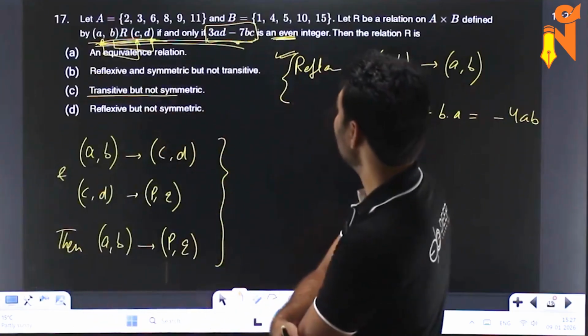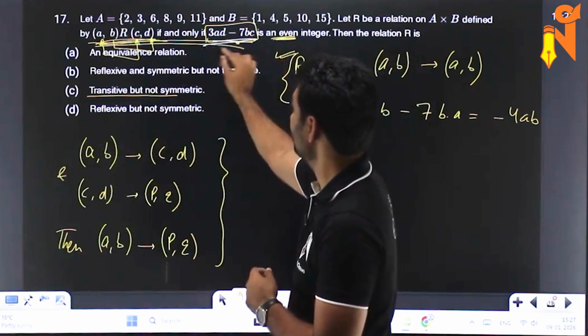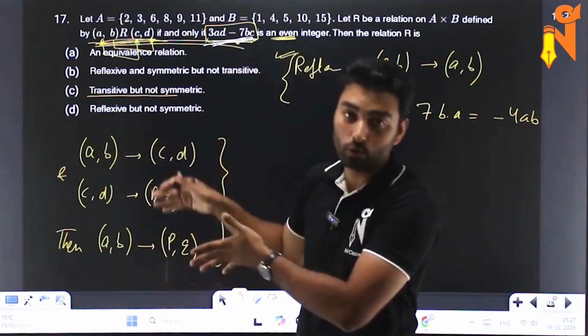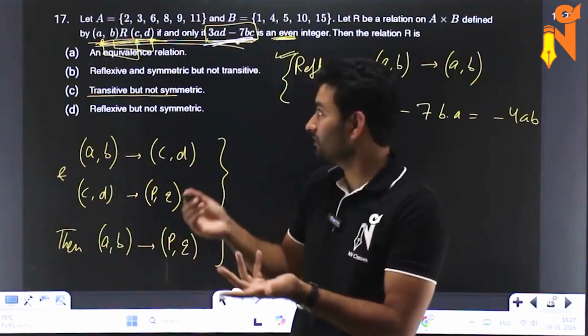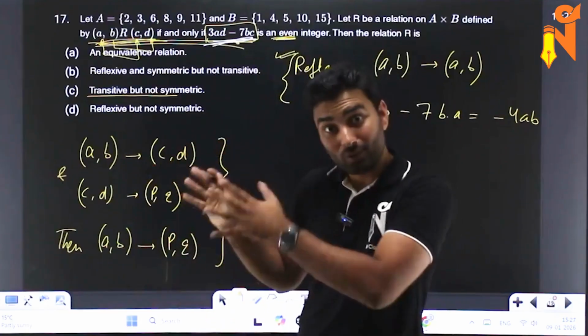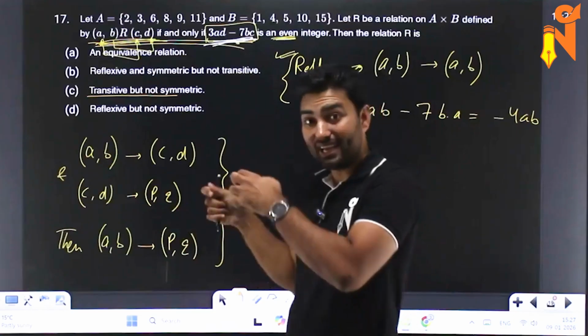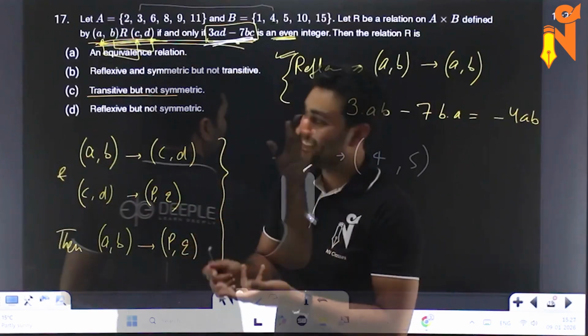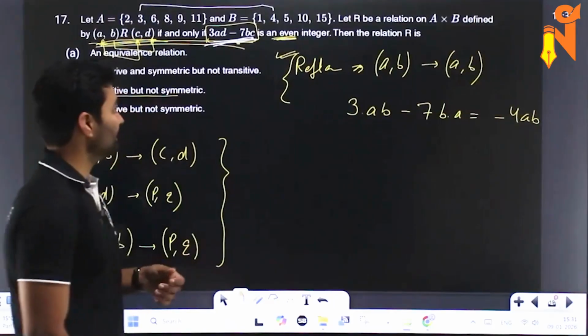Now I want an even number here. Basically we want to prove this wrong. This is how we solve a set relation question. We want to prove that wrong. If in any condition this is wrong, it means this is not transitive. So for this I am picking a simple example.